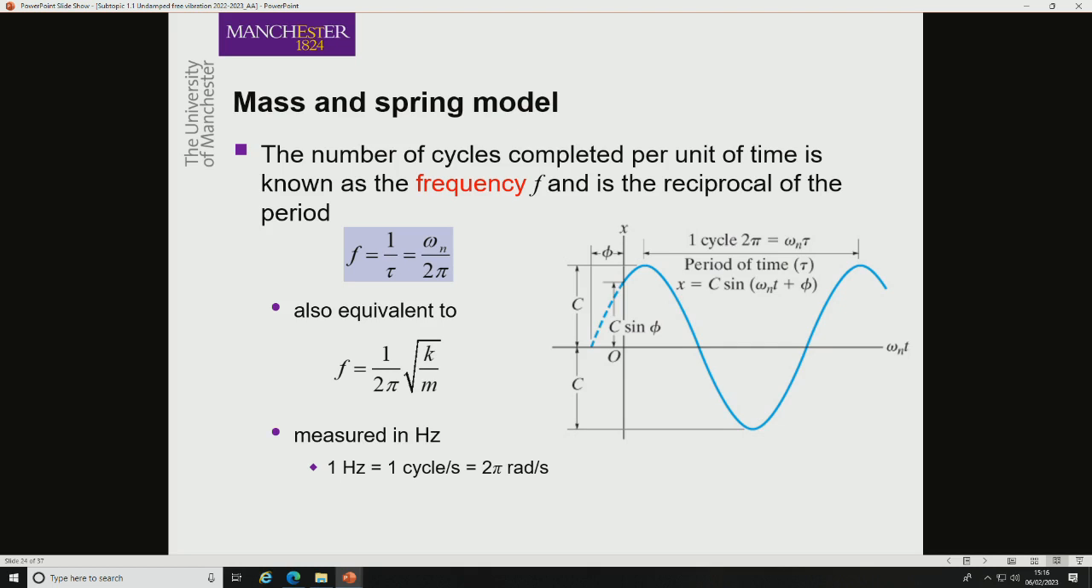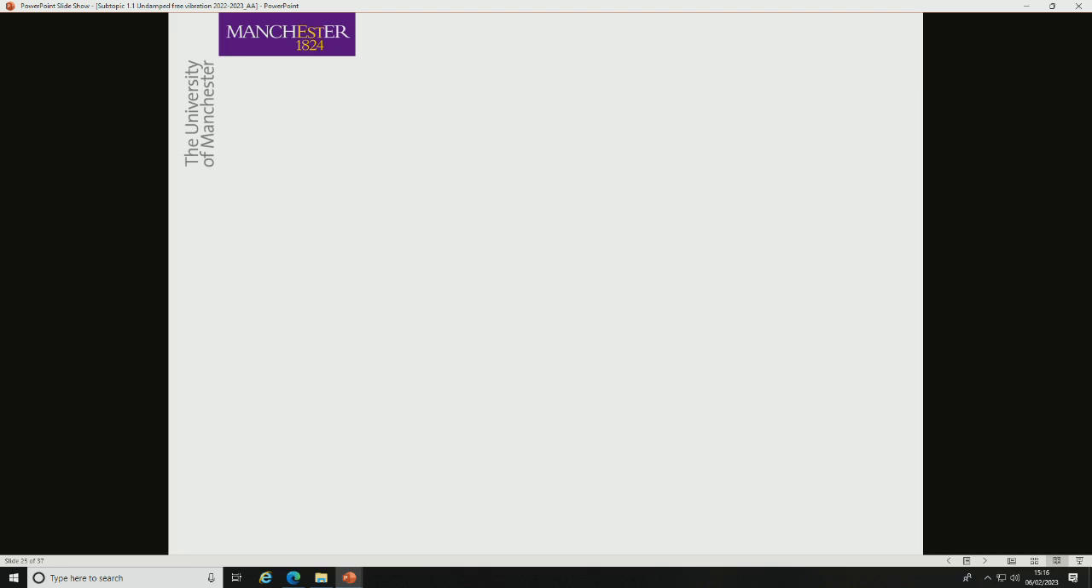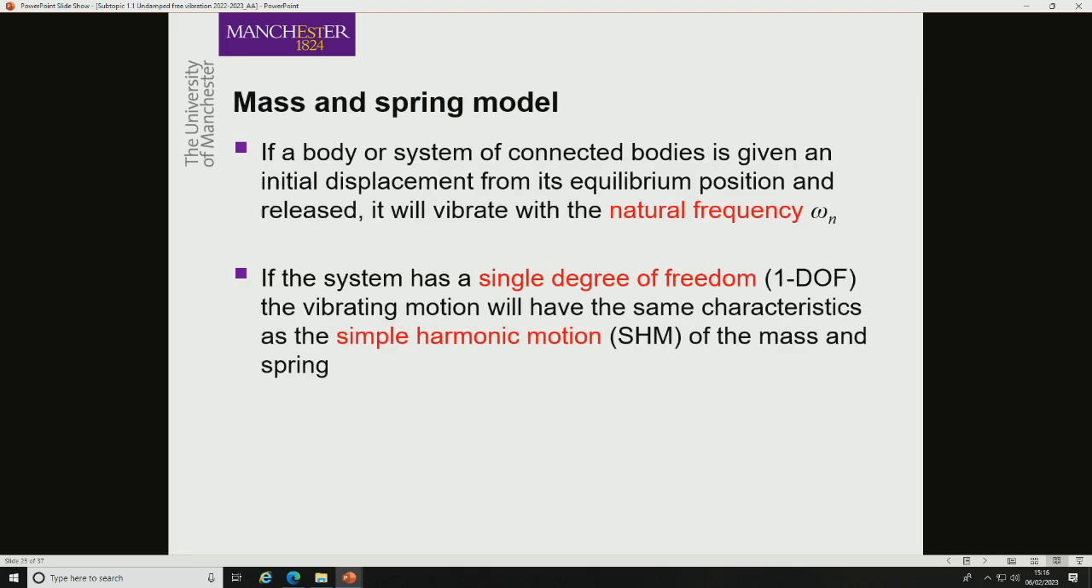And this is why I was telling you about Hertz. Sometimes you will see one cycle per second, and also because a cycle is actually 2 pi around the circle, you can also see, depending on the question, 2 pi radians per second as well. So this is quite an important thing here. Again, it's kind of reminding or repeating some things for reinforcing your knowledge.